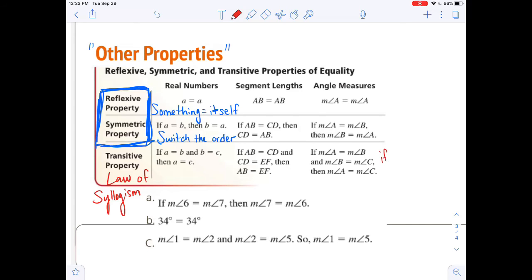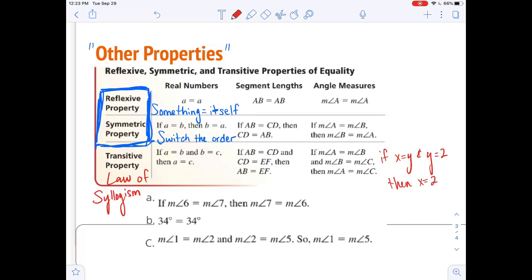Or if X equals Y and Y equals 2, well then what does X equal? X would have to be equal to 2. You're doing the same thing. You're still connecting several ideas into one. But we call this the transitive property when we do it with algebra.